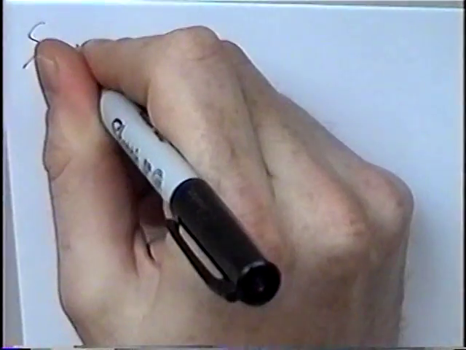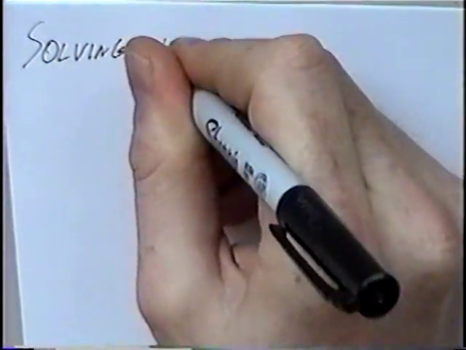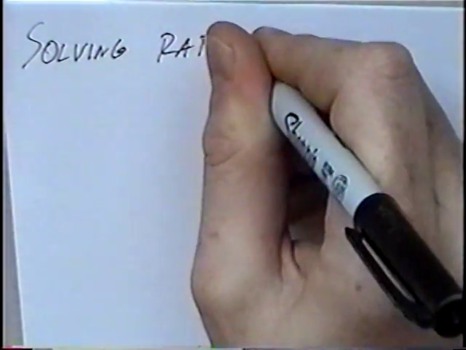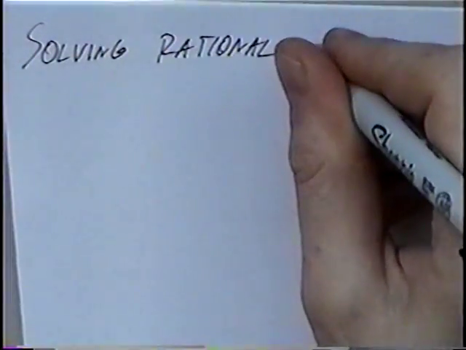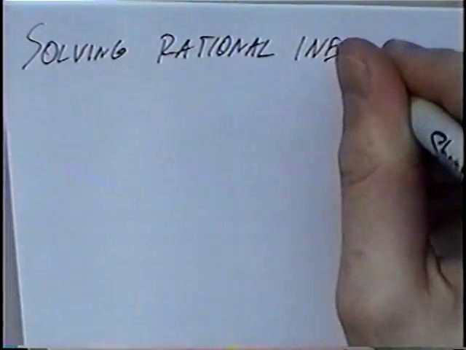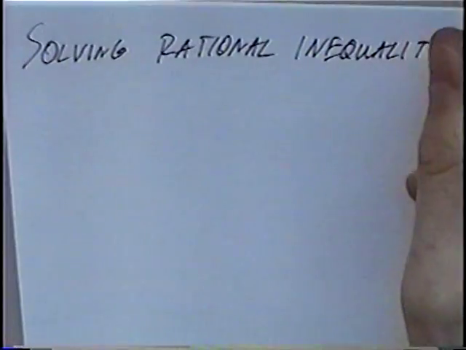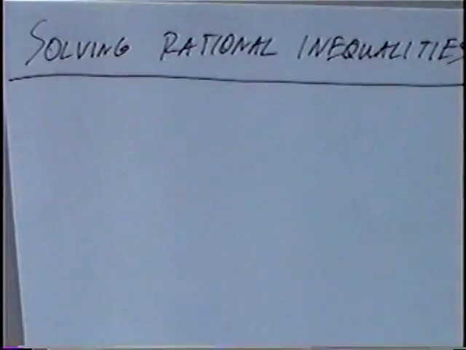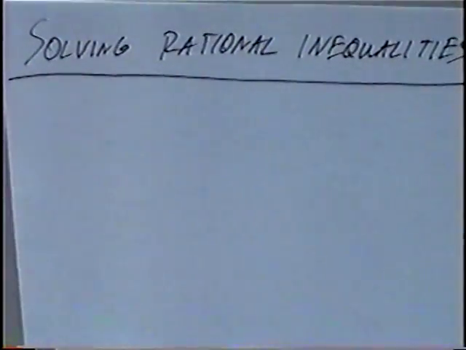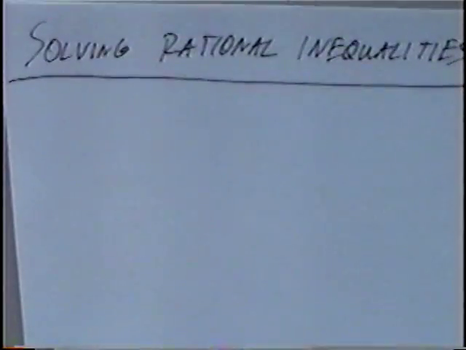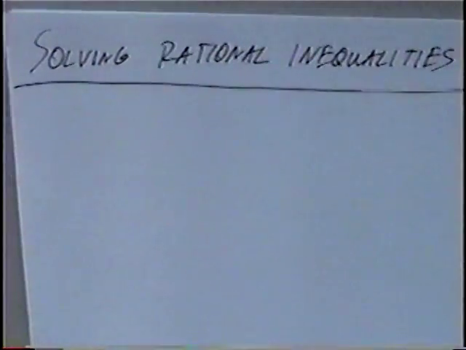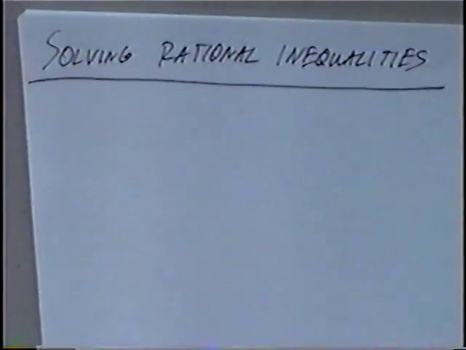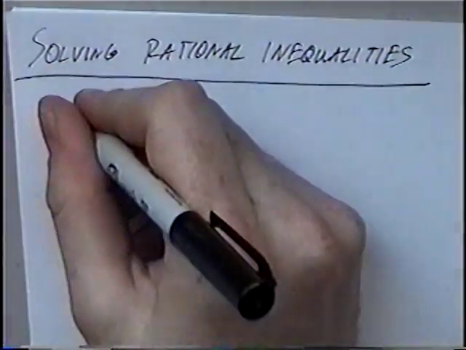Title of the next section is Solving Rational Inequalities. In this section, we'll solve rational inequalities and check for possible solutions. First question, and only question for the section.